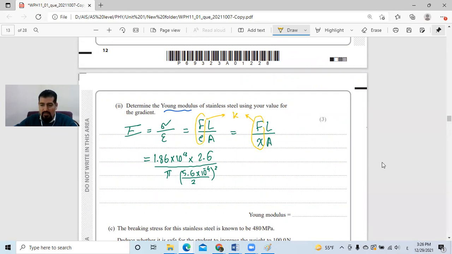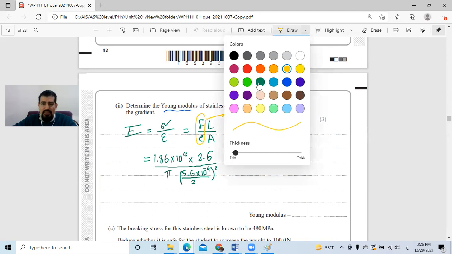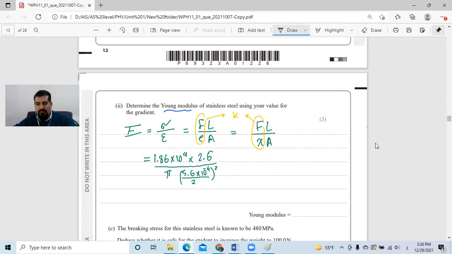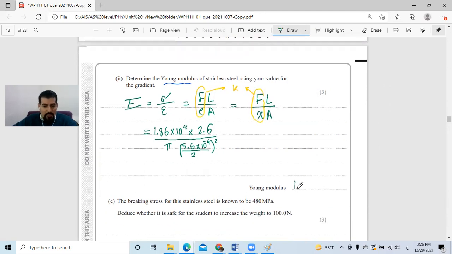What's the answer here? Give me the answer, please. 1.96 times 10 to the power of 11. What's the unit for Young modulus? The rest of you, what's the unit?